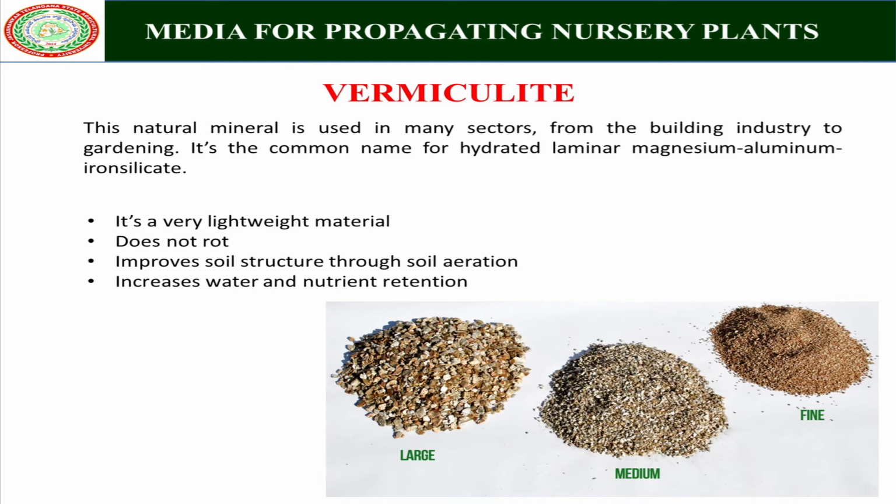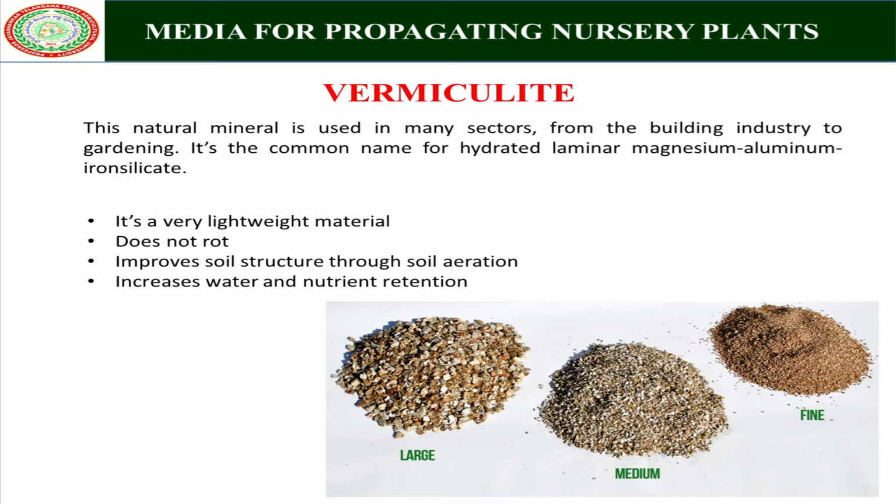Next is vermiculite. Vermiculite is nothing but hydrated laminar magnesium aluminium iron silicate. So this is the composition of vermiculite. Usually it is used in the building industry. It is also a very light material, and here I have shown you in the picture we can see three grades of vermiculite. One is the large grade, next is the medium and the fine grade. So any grade can be used for growing your plants.